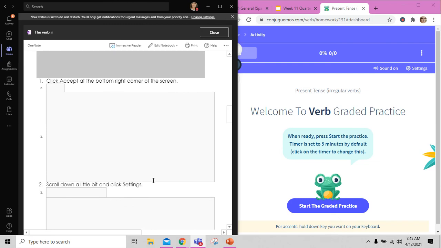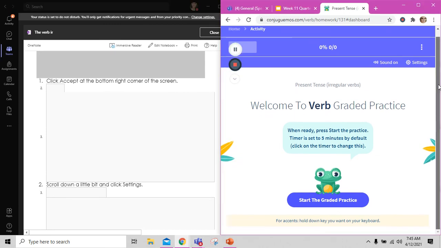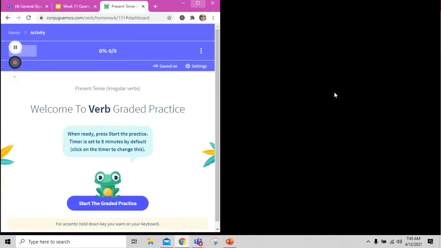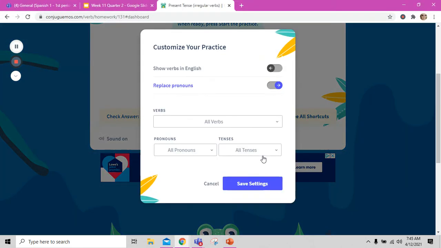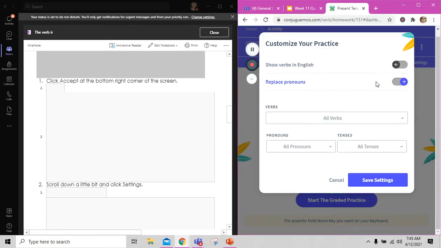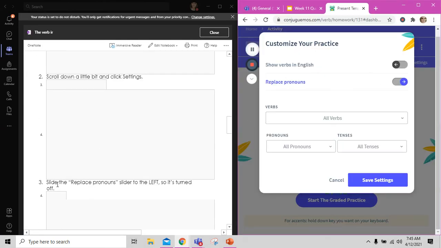Direction number 2 says scroll down a little bit and click on settings. Settings are right here. Number 3 says slide the replace pronouns slider to the left so it's turned off. So right here it says replace pronouns. We're going to click that so it slides to the left. We don't want the pronouns replaced. We want them to stay in Spanish. I'm trying to do that for you to make this easier.